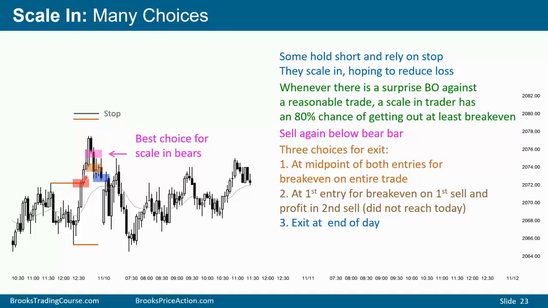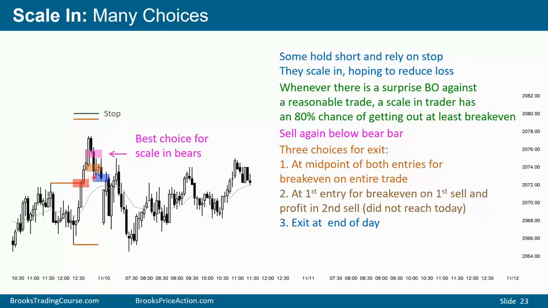You could decide that the breakout is so strong, you're so disappointed that you'll be happy just to get out break even, in which case you sell here, you sell more on a stop below that bear bar, you exit break even at the midpoint between your two entries. A loss here, a profit here, and they cancel each other out.